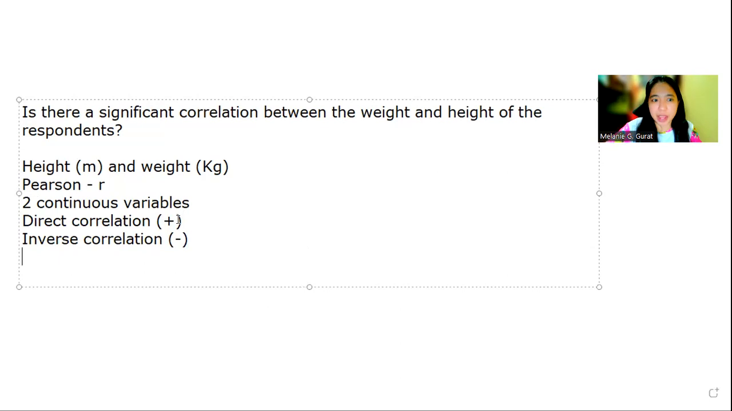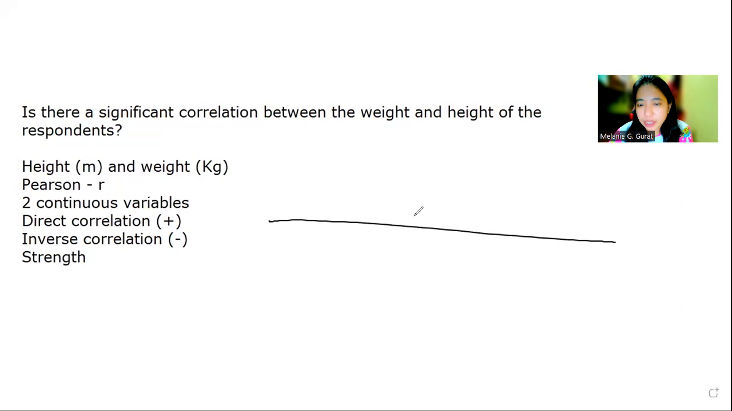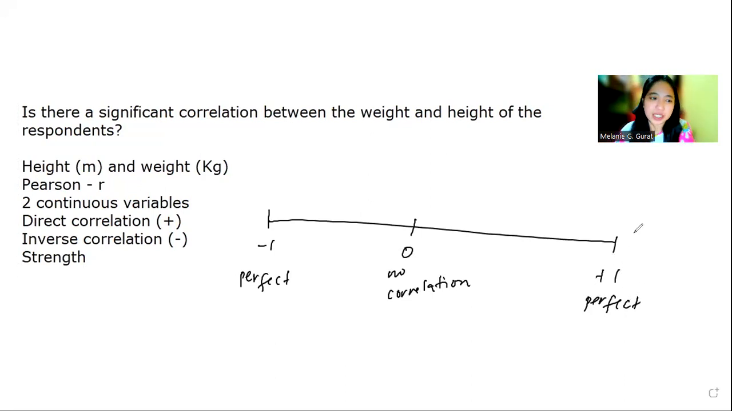We can also describe our result in terms of the strength of the correlation. So how will we know that our correlation is strong or not? We can actually make use of the number line. If it is 0, it means that there is no correlation at all. While -1 is perfect correlation, +1 is also perfect correlation, but since it's positive, it's direct. Negative if it is inverse.